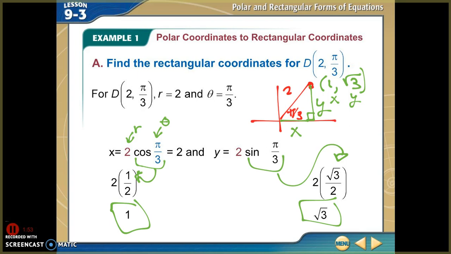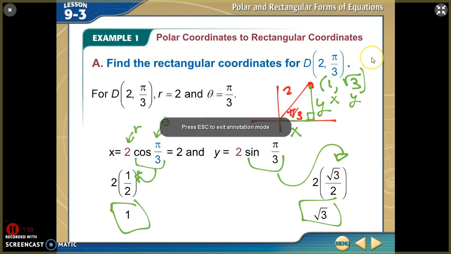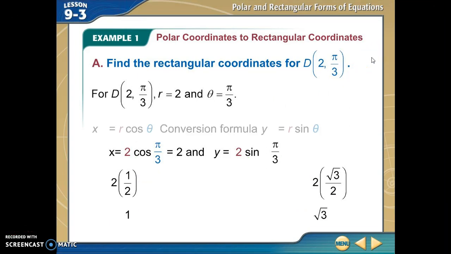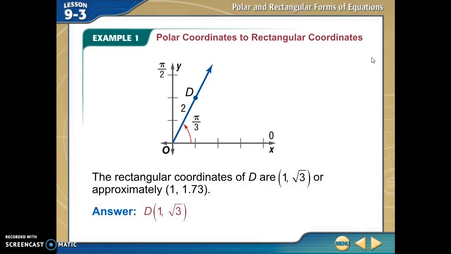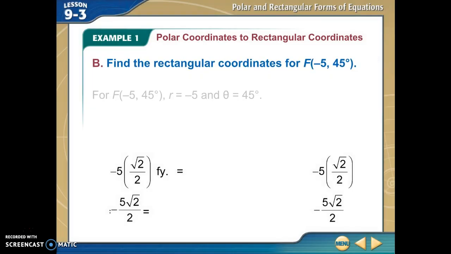So we've converted it from polar, 2 comma pi over 3, which is an r, theta value, to our horizontal and vertical pieces, which is x and y. We just have different variations on how that looks. That's the ordered pair we just looked at.